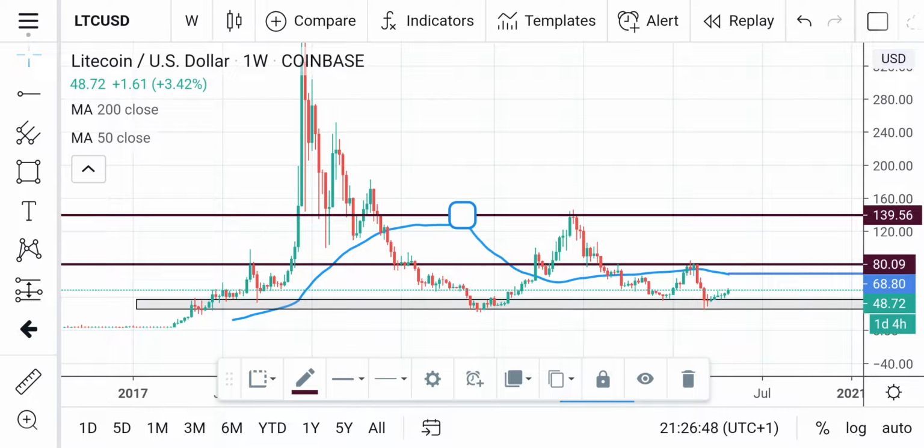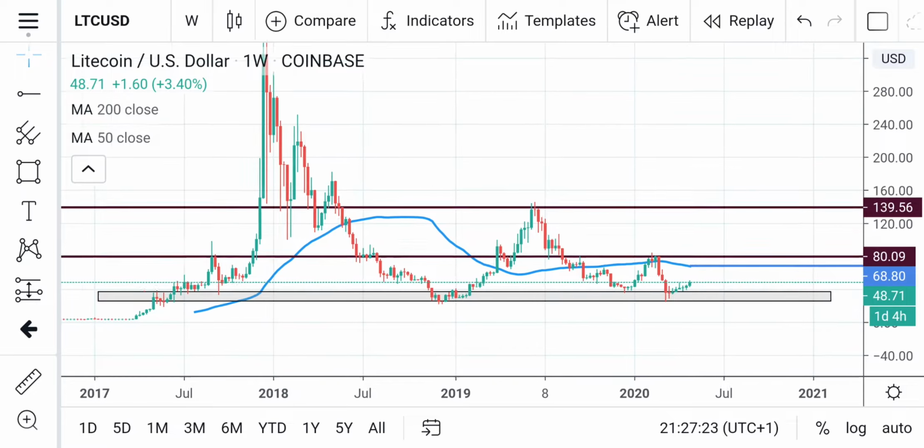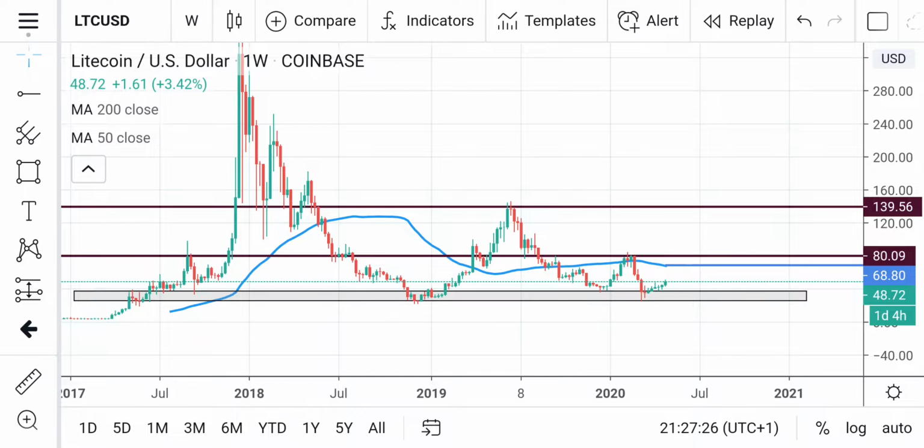The price is trading below the 50 period moving average, and the current price right now is $48.7 on Litecoin USD. But the 50 period moving average, where you have your area of value, is $68.8 USD. So that is it. I have identified my key area on the weekly time frame. I don't need to do much over here.